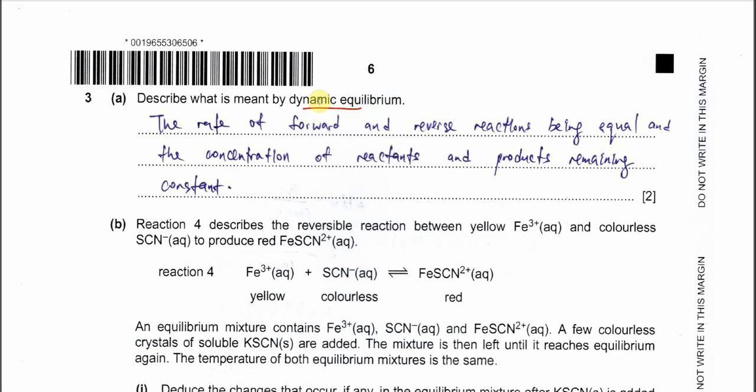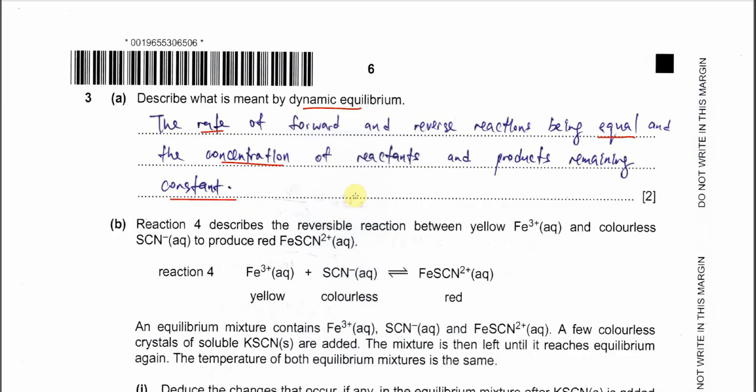And if you want to give the complete definition or the meaning of dynamic equilibrium, you must relate to these two items, rates and concentration. So the full definition is the rates of forward and reverse reactions are equal, and the concentrations of reactants and products remain constant. So there are two different things, equal and constant.